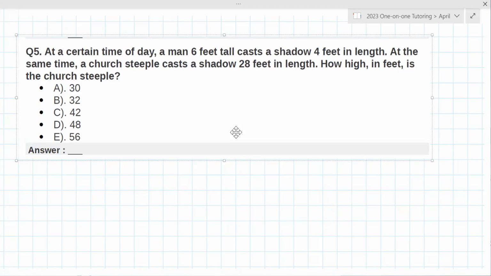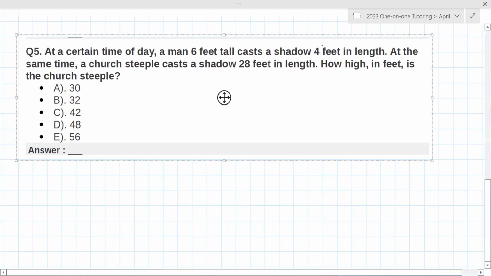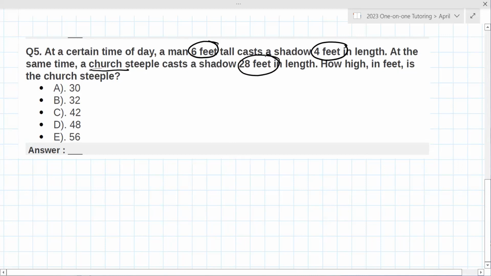The only other thing on there is a 6 and the 4. The man is 6 feet tall and the shadow is 4 feet. And then the church, we don't know its height, but it's 28 feet, the shadow. So it'd be 30. Well, okay.